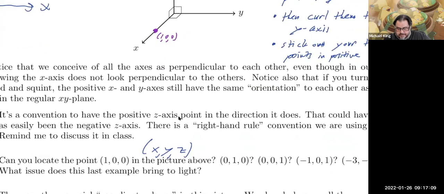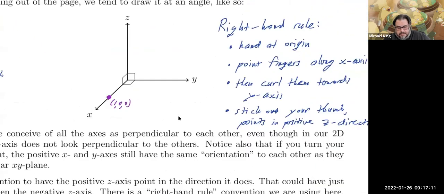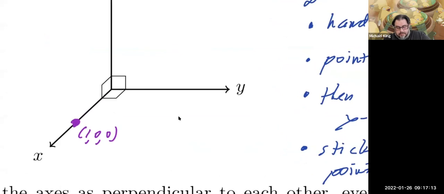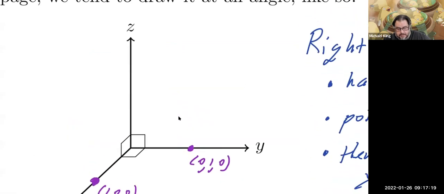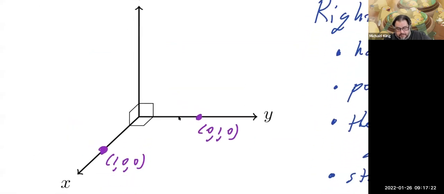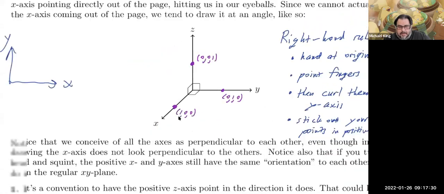And I think I asked about 0, 1, 0 and 0, 0, 1, right? So 0, 1, 0 would be about the same distance that way. And 0, 0, 1, I have no idea if I'm picking the same distances. Okay. 0, 0, 1 would be about there, right?